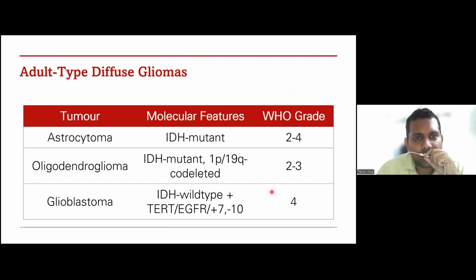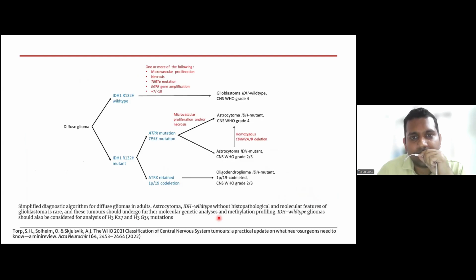Coming to adult-type gliomas, it can be astrocytoma, oligodendroglioma, or glioblastoma. One thing is, as opposed to the positive and negative IDH earlier, now it is IDH mutant or IDH wild type. Astrocytoma is IDH mutant, and grades can be 2 to 4. So there is a WHO grade 4 astrocytoma, IDH mutant, currently in the classification system. Oligodendroglioma is IDH mutant with 1p19q co-deletion, and it is grade 2 or grade 3. Glioblastoma is grade 4 with IDH wild type, or TERT and EGFR positive, or chromosome 7 gain and 10 loss.